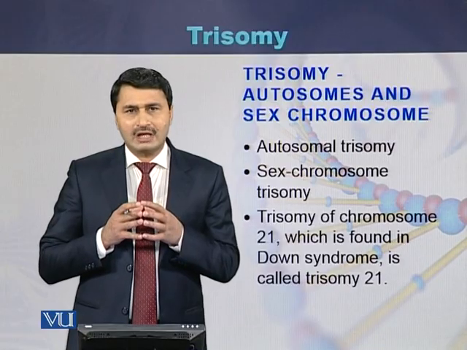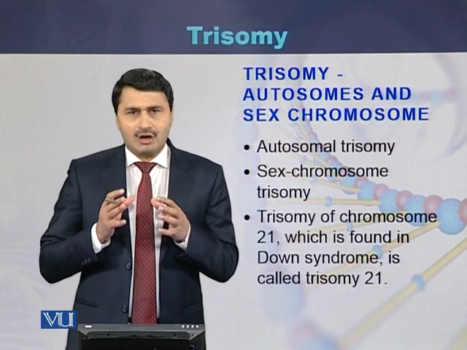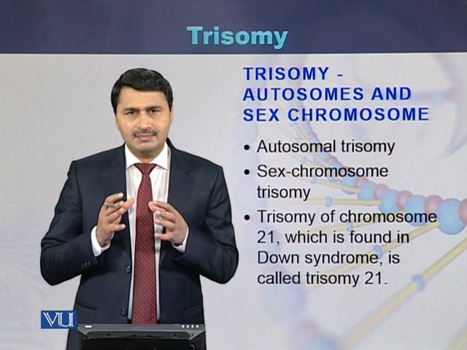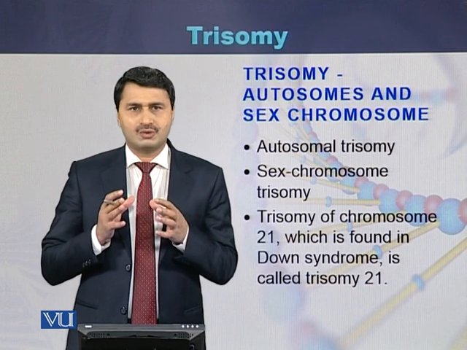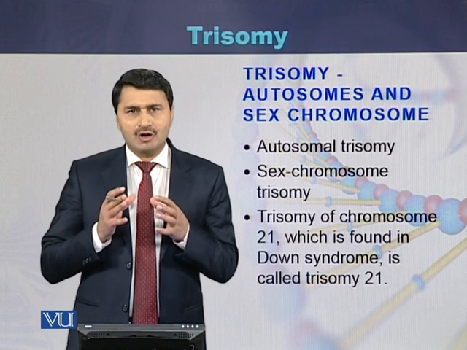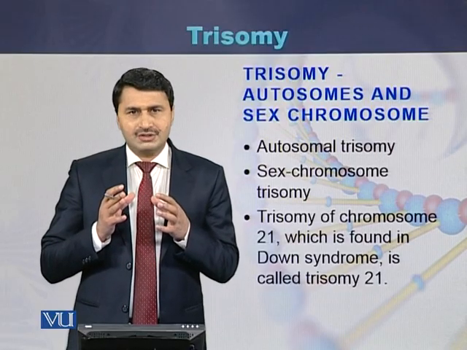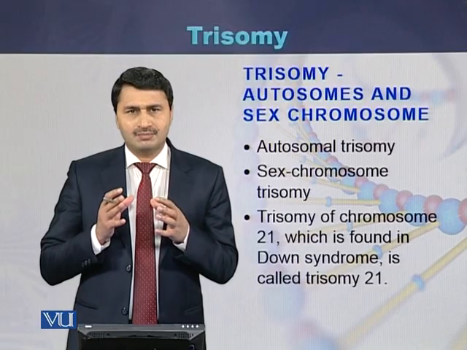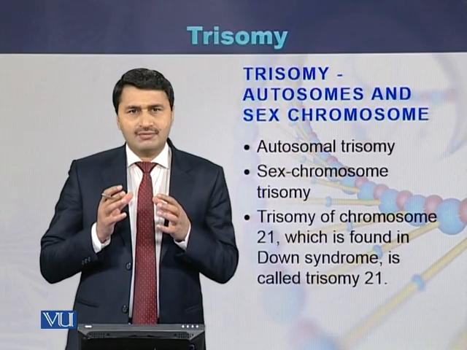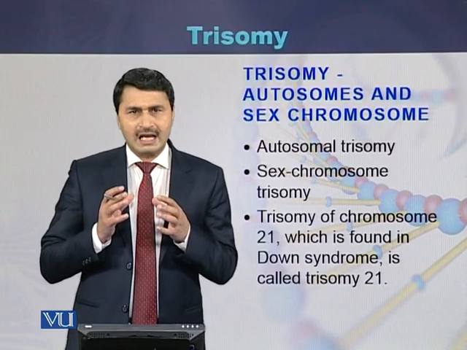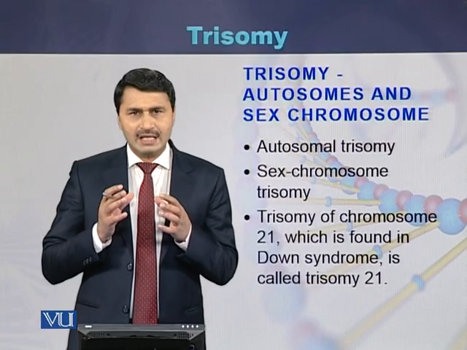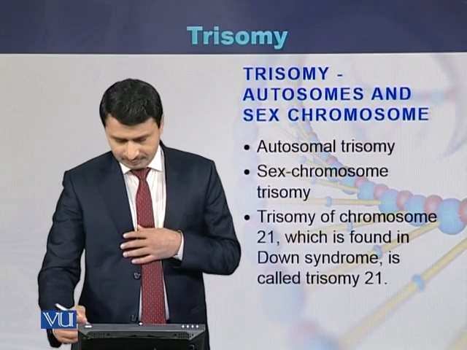Trisomy is of two types. It can be autosomal trisomy, or it can be sex chromosome trisomy. In case of autosomal trisomy, the important syndrome is Down syndrome. And in case of sex chromosome trisomy, Klinefelter syndrome is the type of trisomy.